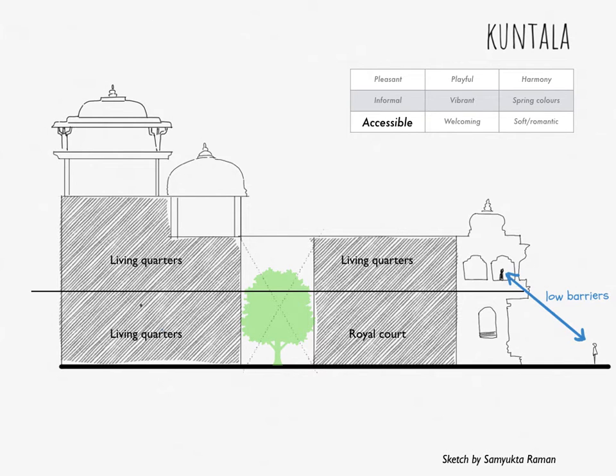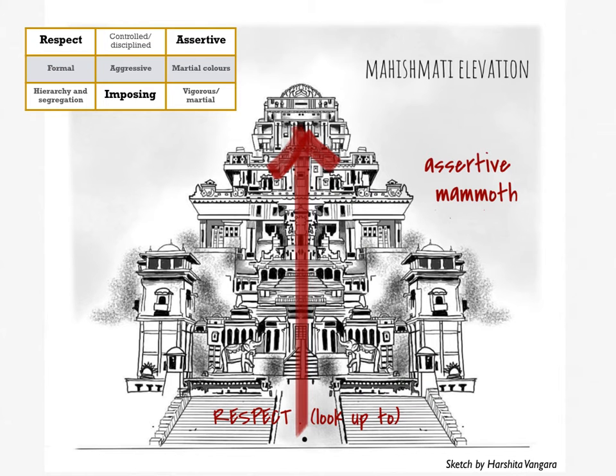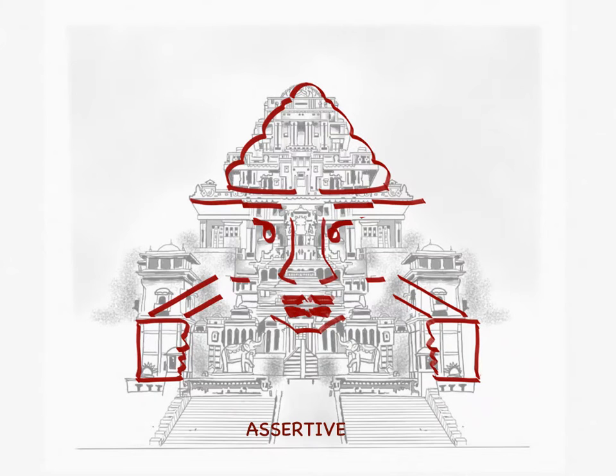Section through Kuntala Palace. The facade of Kuntala has many openings. This, combined with its lower height, makes the royal palace seem more accessible to the citizens. The elevation. A citizen from the plaza in Mahishmati is forced to look up to the buildings. This reinforces a bodily memory of respect.